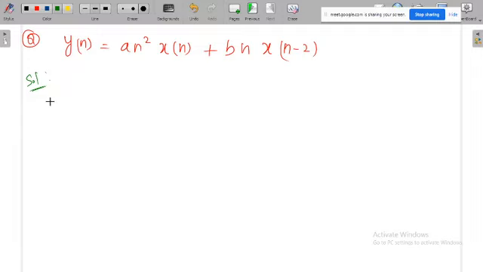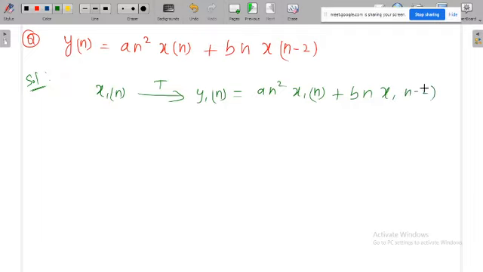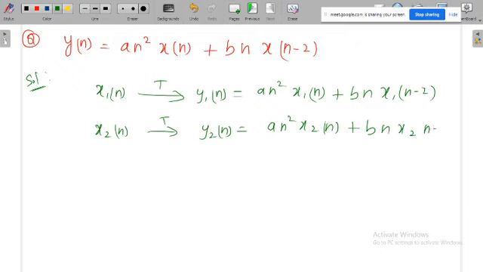We'll try to prove it. When we take x1 of n as the input, the output will be y1 of n. If you apply x1 of n here, your y1 of n is equal to a n square, then wherever x is there, replace with x1 of n. So this is a n square x1 of n plus bn x1 of n minus 2. Then if you apply x2 of n for the same system, the output will be y2 of n, that means a n square x2 of n plus bn x2 of n minus 2.